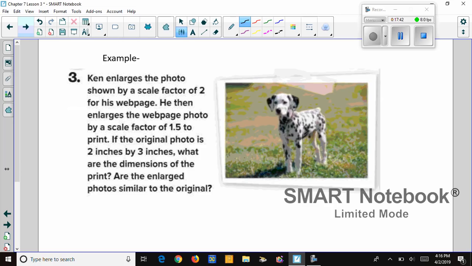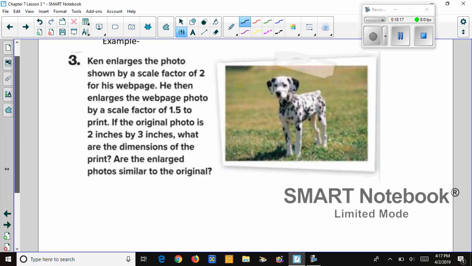Ken enlarges the photo shown by a scale factor of 2 for his web page. He then enlarges the web page photo by a scale factor of 1/2 to print. If the original photo is 2 inches by 3 inches, what are the dimensions of the print? And then it asks, are the enlarged photos similar to the original? So here's what we're going to do. We have two parts here.